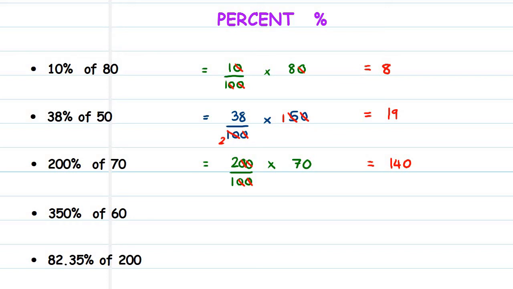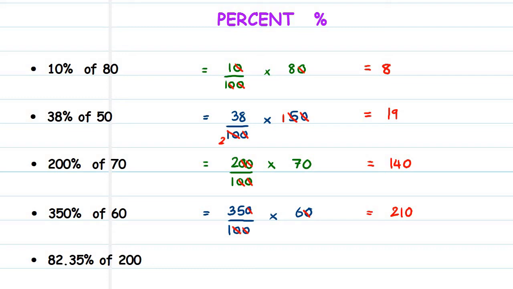How about 350% of 60? 350% means 350 divided by 100. Of means times or multiply. 60 means 60. So we can simplify this by crossing out the zeros and another zero. And we'll be left with 35 times 6, and it's gonna be 210.